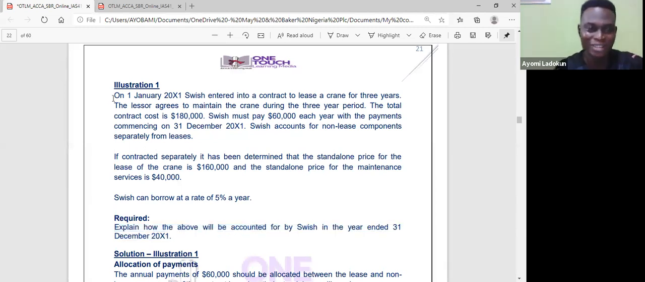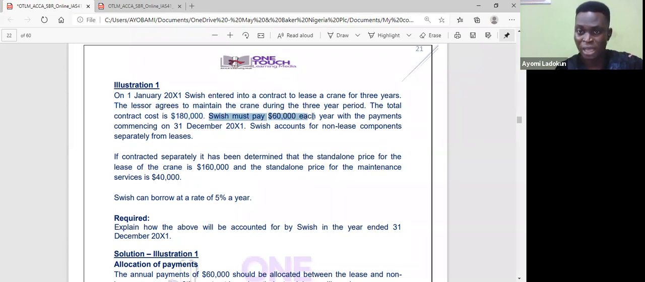Okay, so let's look at this question. On 1st January 2021, Switch entered into a contract to lease a crane for 3 years. The lessor agrees to maintain the crane during the 3-year period. The total contract cost is $180.